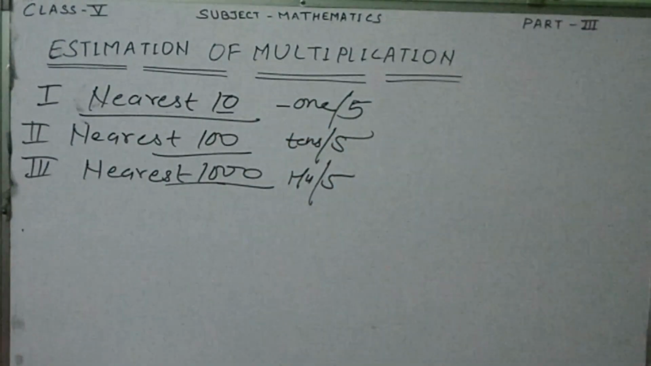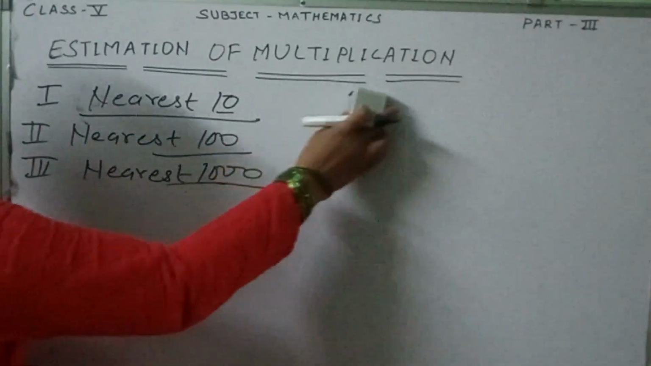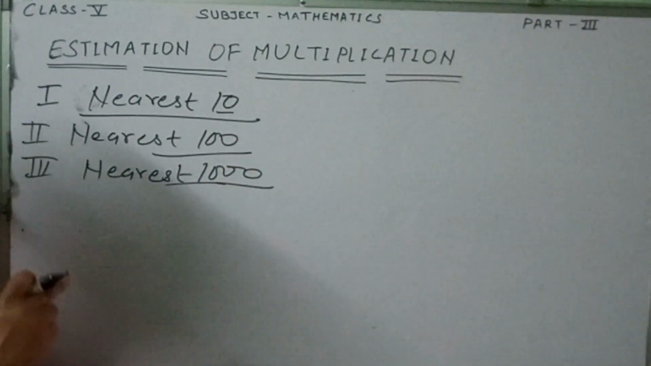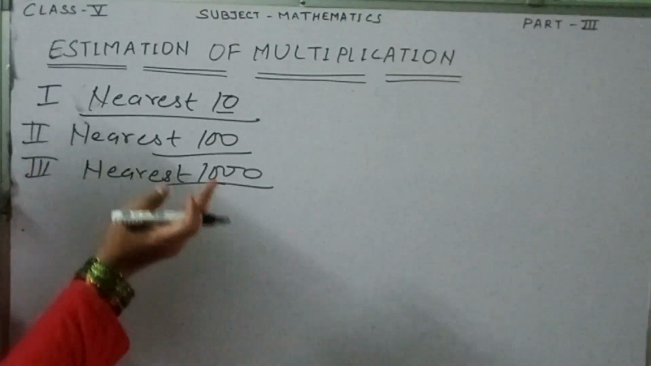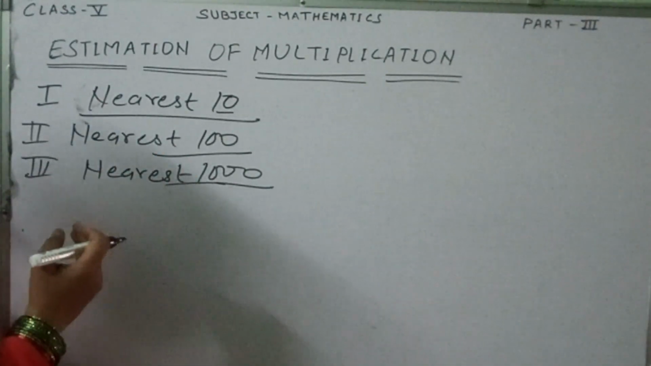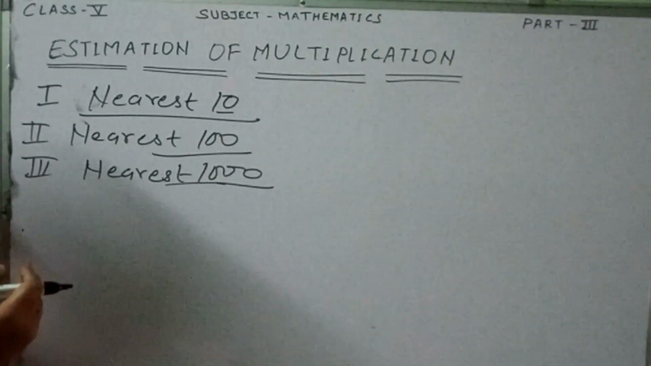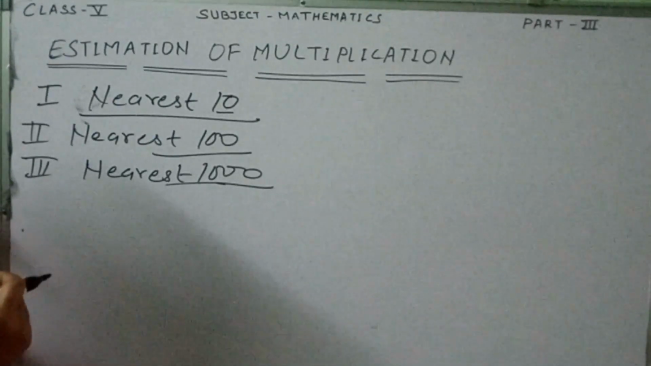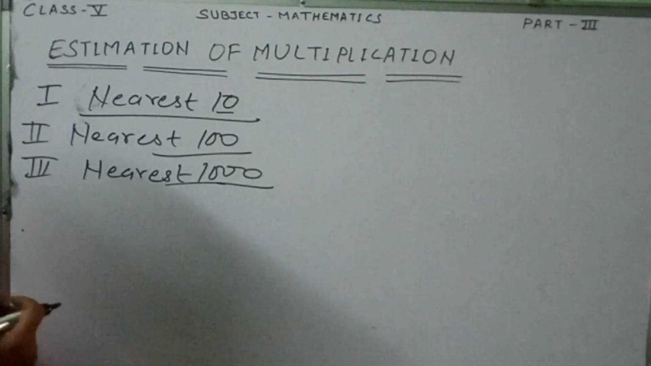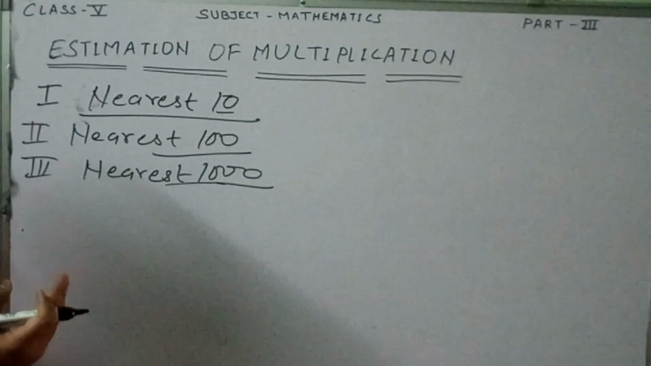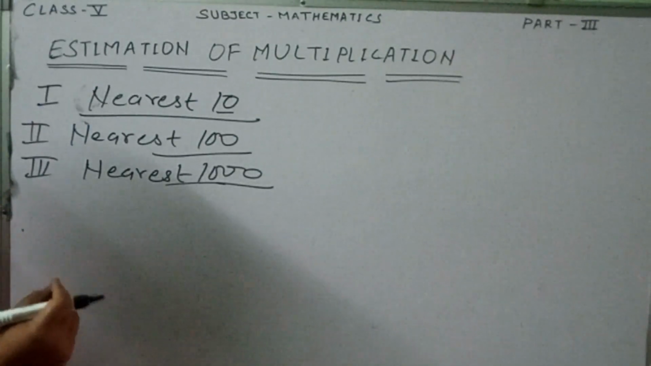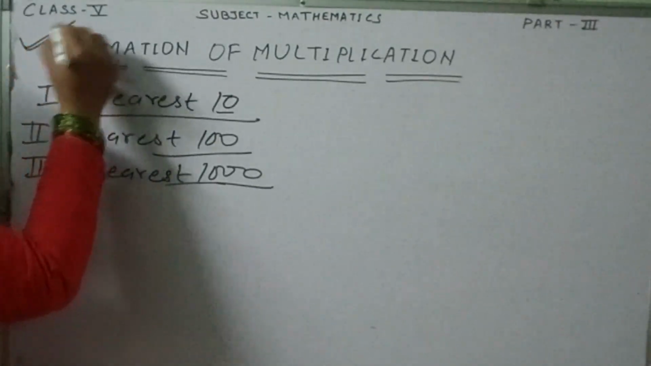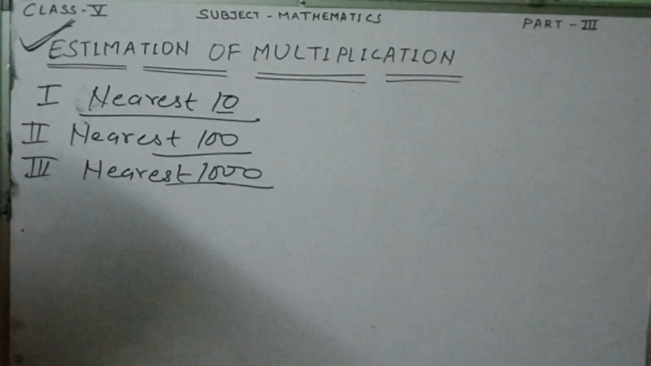Means we have to compare with 5 and see if the number is greater than or equal to 5. Then we give one more to the left side digit. And if the number is less than 5, then no need to add anything to the next number. Simply we write it, and after the given number we put 0. Okay, now we have to find the estimation of multiplication of the given numbers.